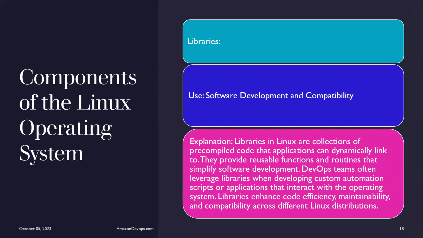Then we have libraries. What are libraries? They are about software development and compatibility. Libraries in Linux are nothing but a collection of pre-compiled code. These pre-compiled codes are important because that's what applications are going to be using. Most of them are reusable, so they save a lot of time because you don't have to write them over and over. They're repetitive tasks, so it's better for them to be reusable.